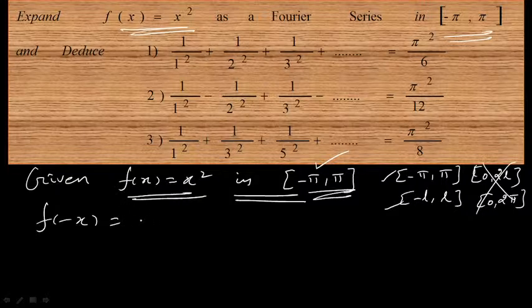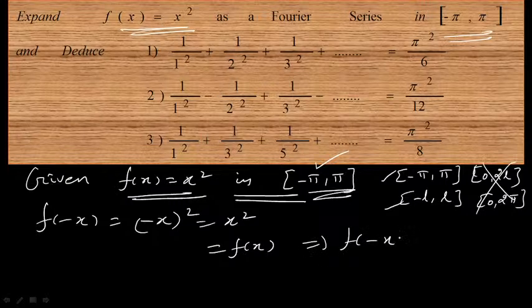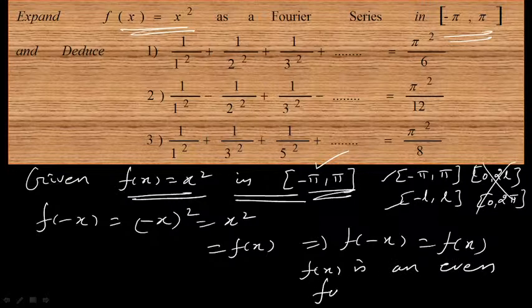If you replace x by minus x, what happens? That is minus x squared, that is x squared. So x squared is nothing but f of x. So f of minus x is equal to f of x. What it means is, whenever f of minus x is equal to f of x, immediately we can say that f of x is an even function in the interval minus pi comma pi, isn't it?